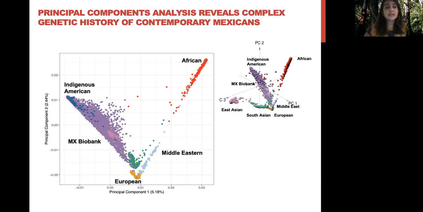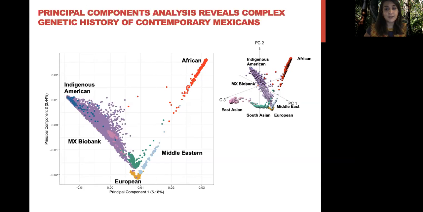We visualize the Mexican Biobank samples using a principal components analysis and find that the majority of Mexican individuals lie on a cline between present-day Europeans and indigenous Americans, reflecting the history of Mexico following Spanish colonization and subsequent independence. We also observe a pull towards present-day Africans, which reflects the transatlantic slave trade that brought many Africans to Mexico during the colonial period.